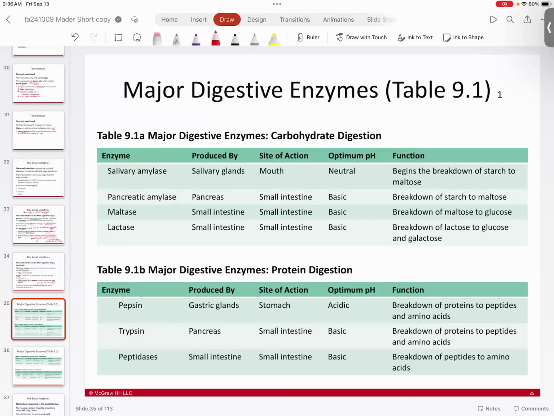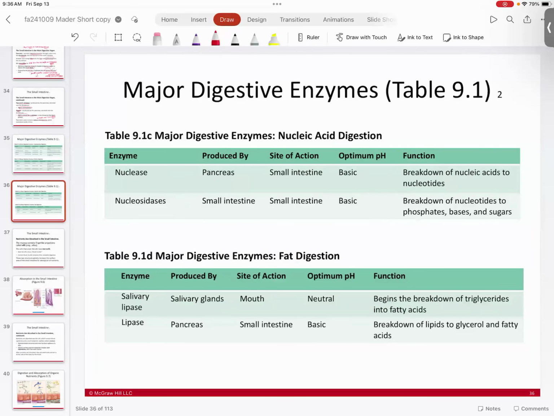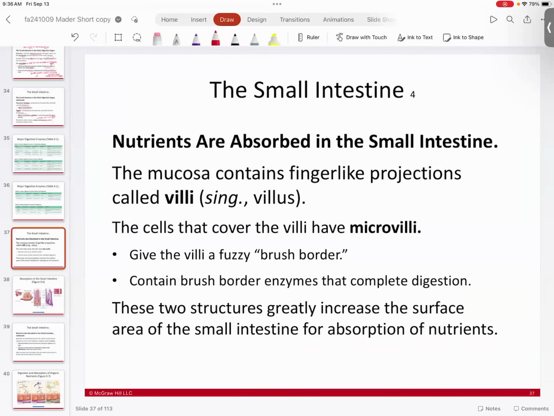So here's basically a table of your enzymes. I'm not going to really go over these, but you can see you've got salivary amylase from your mouth, which will then give way to pancreatic amylase from your pancreas, and you have maltase from your small intestine. Your protein cutters, you have pepsin, trypsin, and peptidases of different types. And then you have enzymes that cut up nucleic acids, DNA and RNA, so nucleases and nucleosidases. And then you have fat cutters, right? Salivary lipase and pancreatic lipase.